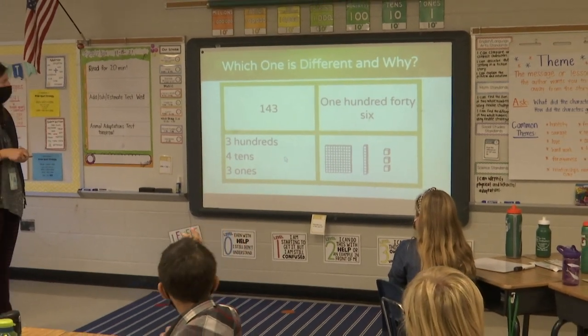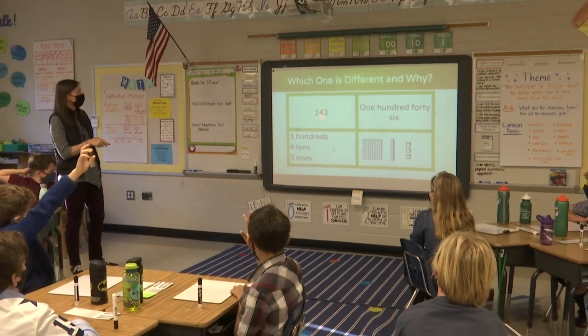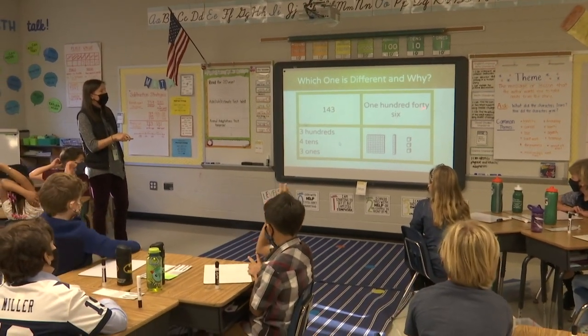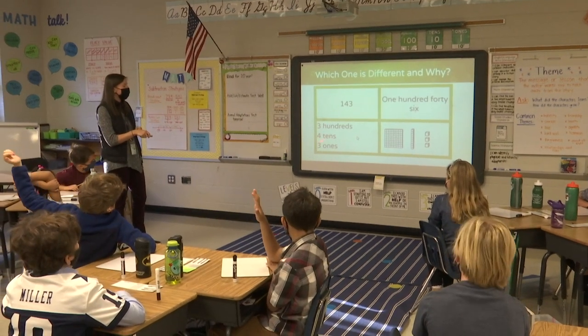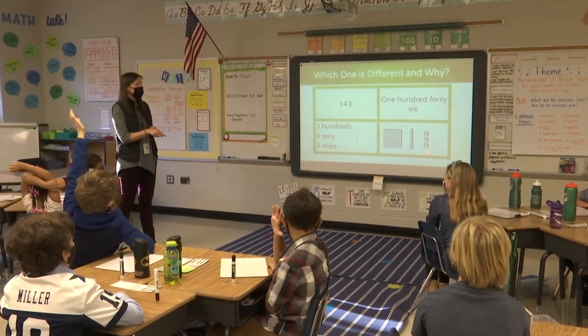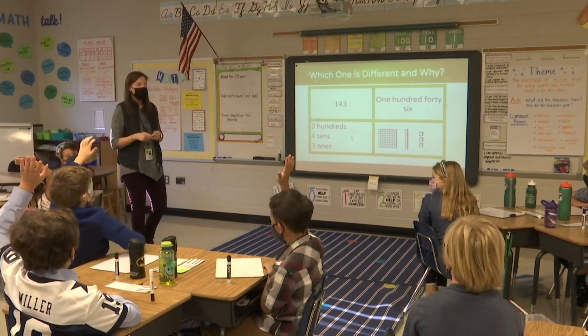Colin? All of those, the 1, 2, and 3, all have 40 in them. Ooh, I love that, Colin. Okay, 143, 146, 300s, 4 tens, 3 ones, and then just 1 ten. So 40 is a good eye, Colin. Love that.